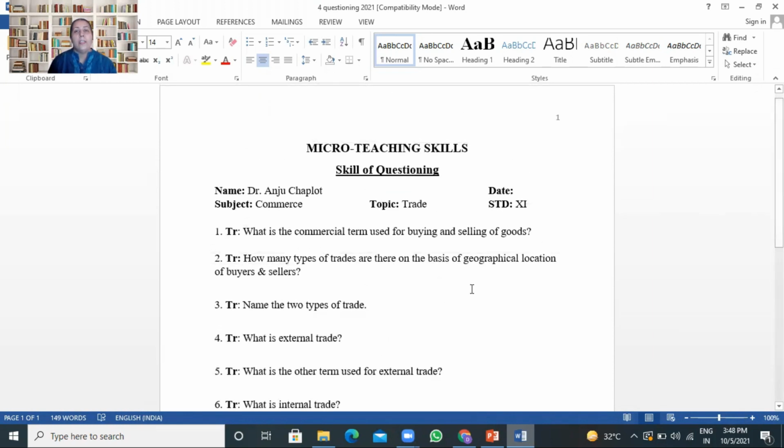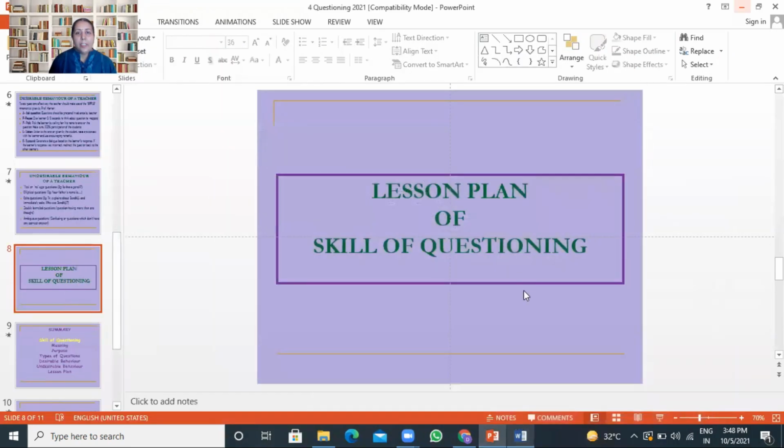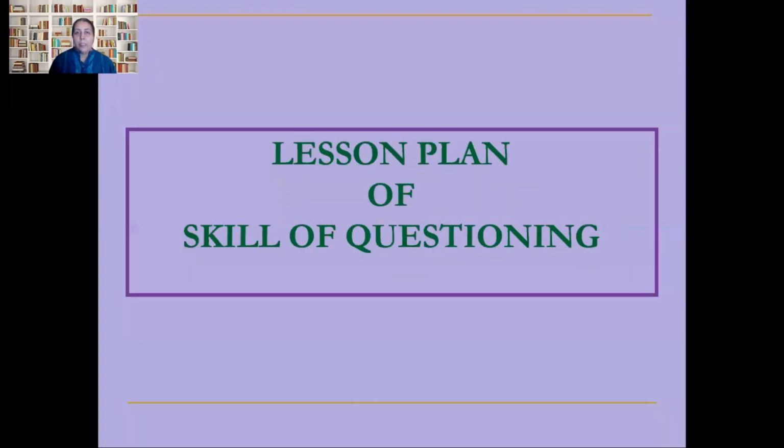And this questioning skill, surely we can prepare for all the subjects which we are teaching. So any subject which we are teaching, we can have a skill of questioning. Now again I am telling, this is a specific micro teaching skill in which we are developing mastery. So this is the skill of questioning lesson plan, specifically skill of questioning. So let us come to our presentation. We have finished looking at the lesson plan of skill of questioning.